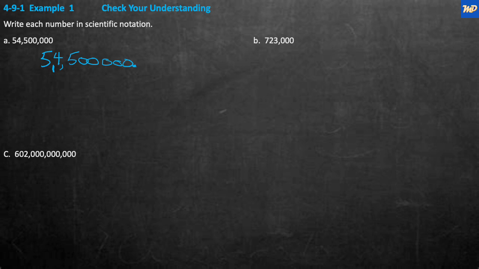Now, how far did we have to move the decimal place? 1, 2, 3, 4, 5, 6, 7 times. So the answer here is 5.45, because those are the next real numbers. We're going to drop the zeros, times 10 to the 7th power. Okay, let's do this one.